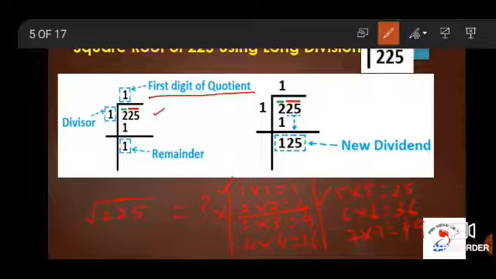Now the divisor is also 1. So 1 multiplied by 1 will give you the result as 1. Now you have to subtract 1 from 2. After subtracting, your remainder will be 1. This is step 1. The continuation is in the next step.